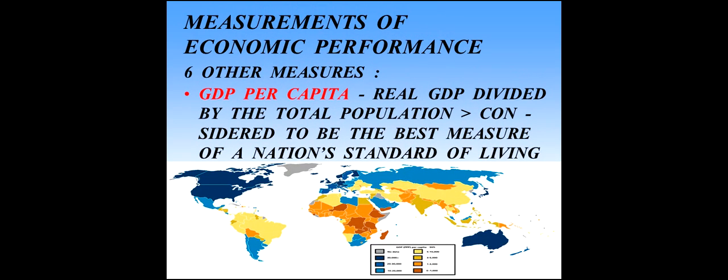And the 6th measure is one that doesn't cascade under the others, and we have touched on it a little bit before, but let's get a formal definition of it. It's GDP per capita, which is real GDP divided by the total population of a society or a country or an economy. And that's considered, GDP per capita, to be the best measure of a nation's standard of living.